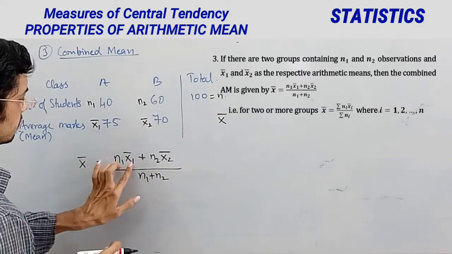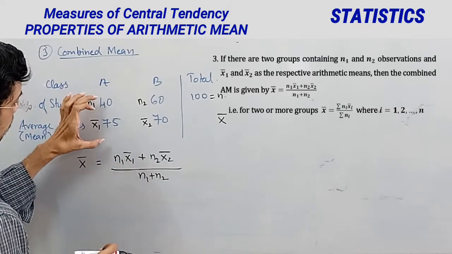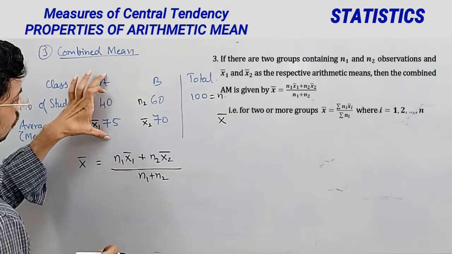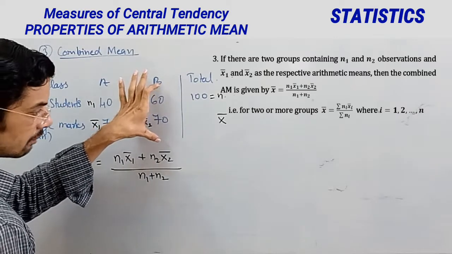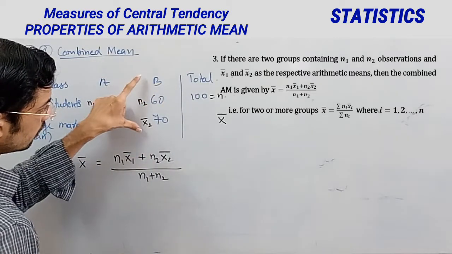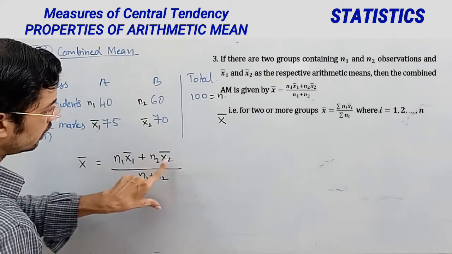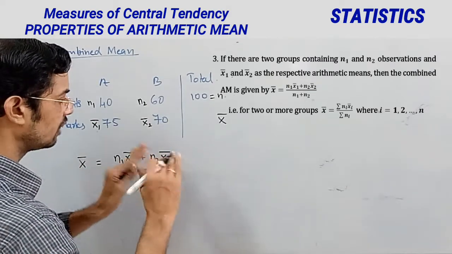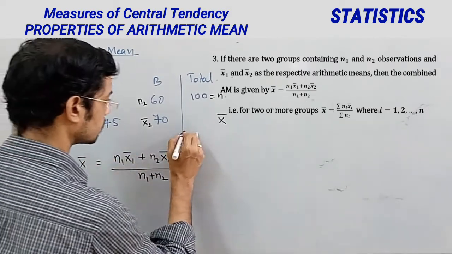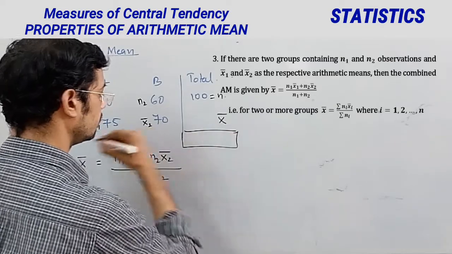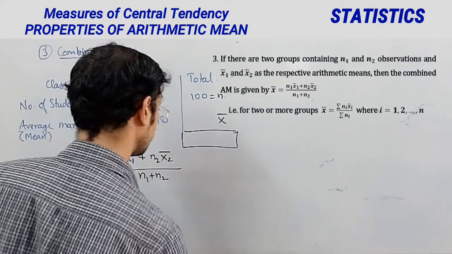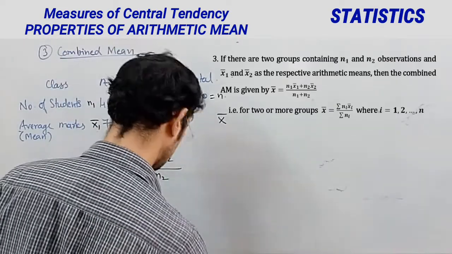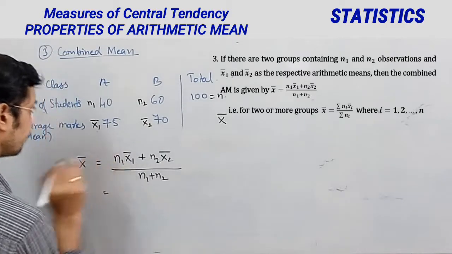Okay, now this is the sum of marks of all the students of group A. Now the sum for group B students will be N2 into X2 bar. So their sum will give you the total marks of the full group. Okay, so that is very clear to you. So what is N1 here?